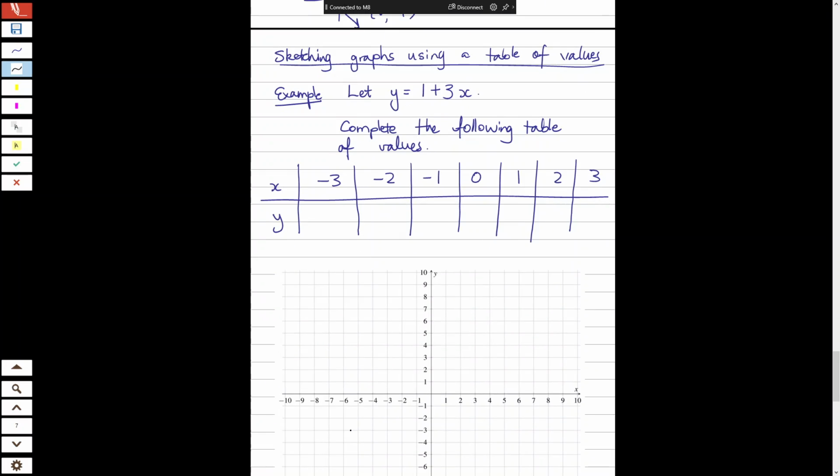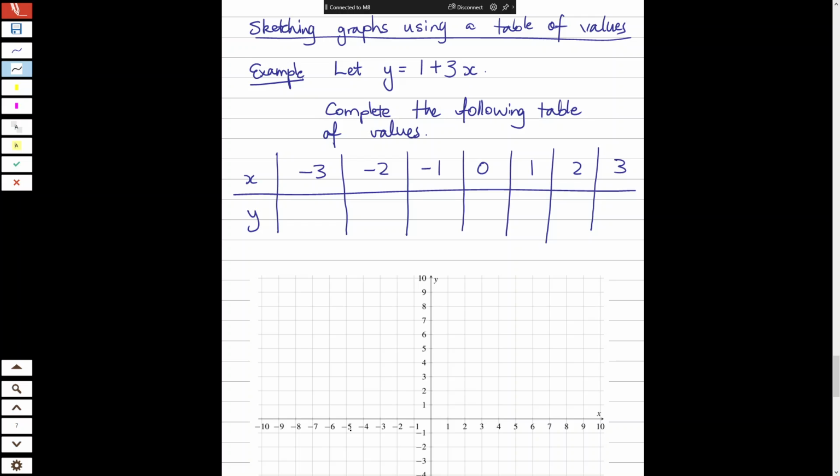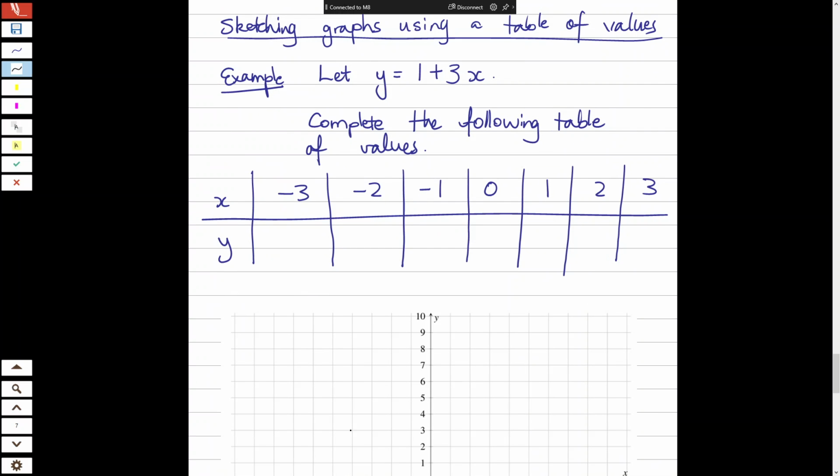All right, last one. This is relevant for the handout that I gave you. I haven't given you a table to fill out, so I'll leave it up to you if you want to construct one. Make the following table of values: y = 1 + 3x. So it's 4 times -3, which is -12.